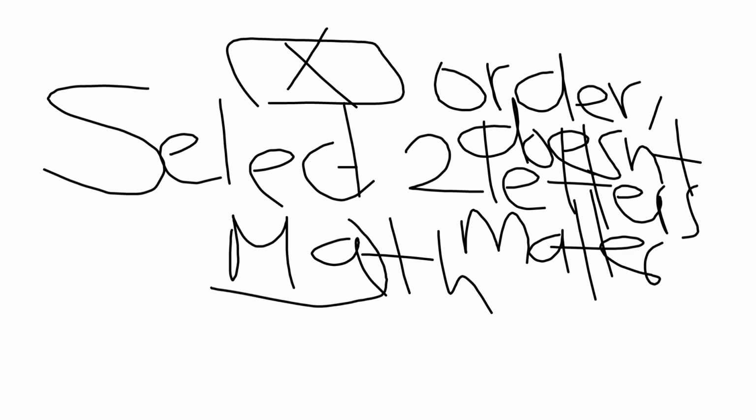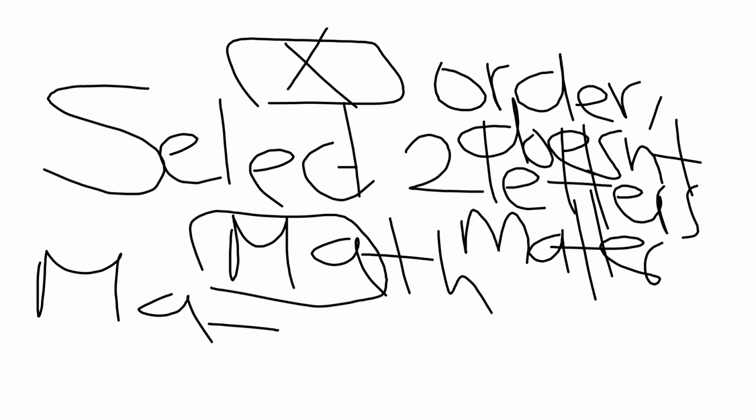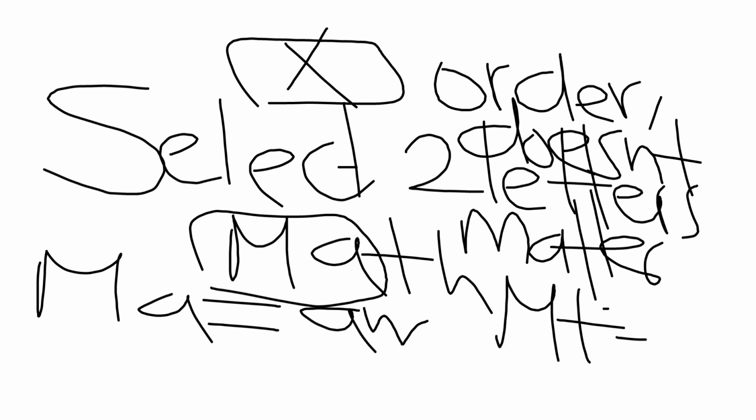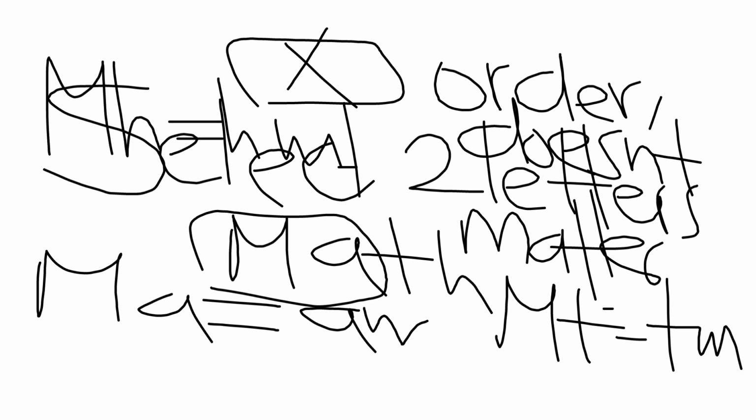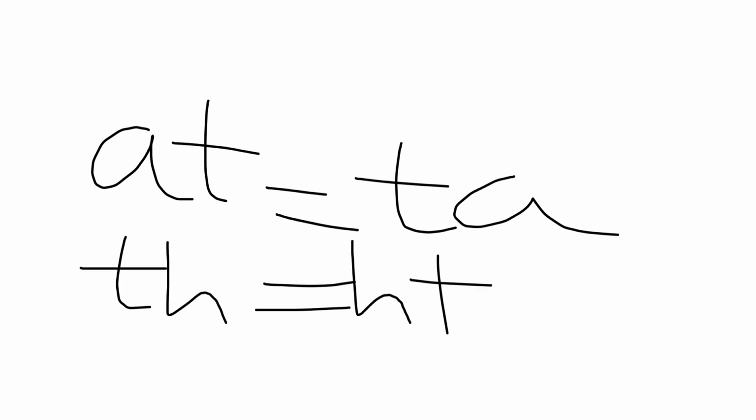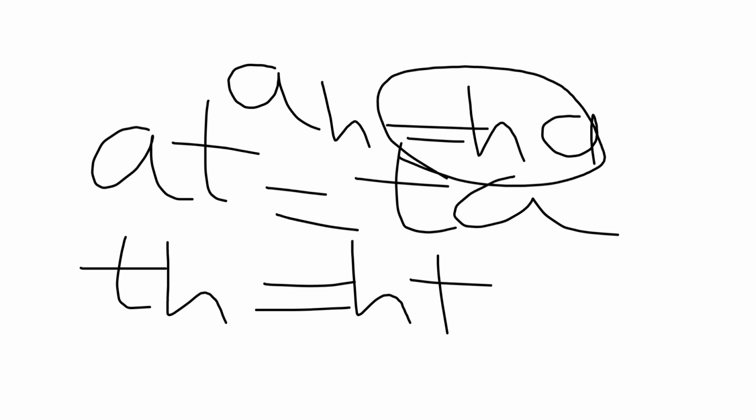In math, what is the reciprocal for MA? AM. What is the reciprocal for MT? TM. What is the reciprocal for MH? HM. What is the reciprocal for AT? TA. What is the reciprocal for TH? HT. What is the reciprocal for AH? HA. So order in permutation by coding doesn't matter at all.